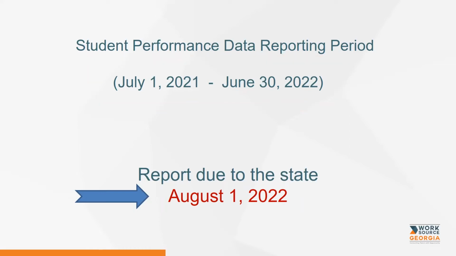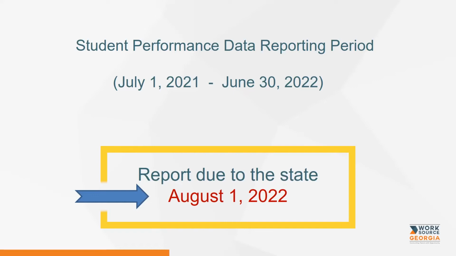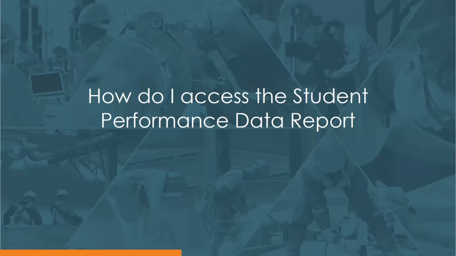We, the state, are requesting that the student performance data report be completed and uploaded to our system no later than August 1, 2022. This gives each training provider 4 weeks to gather and check the data, then submit it to the state. If a training provider needs additional time, please contact our office to let us know. Failure to submit the report by the deadline could lead to your institution being deactivated from the eligible training provider list. How do I access the student performance data report?